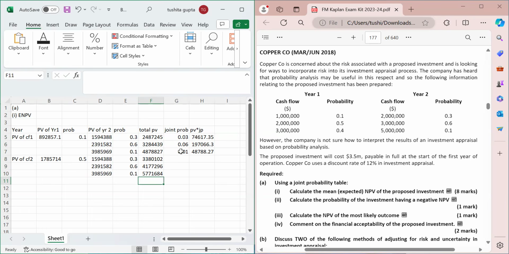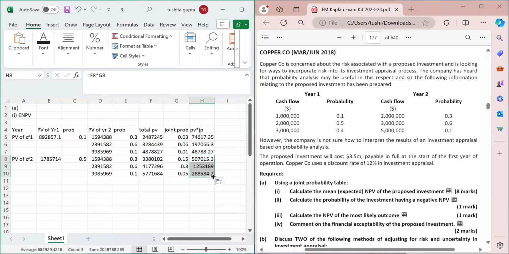Now joint probabilities, again I can copy paste the formula which has been continuing: equals to 0.3 multiplied by 0.5, equals to 0.6 multiplied by 0.5, and equals to 0.1 multiplied by 0.5. So with this I have the joint probabilities. Now I can simply multiply these two together to find out the values.